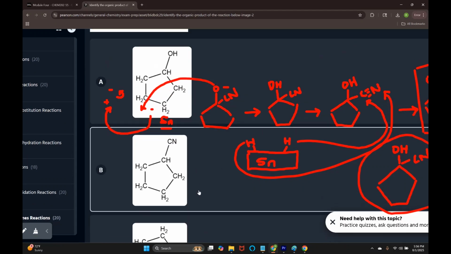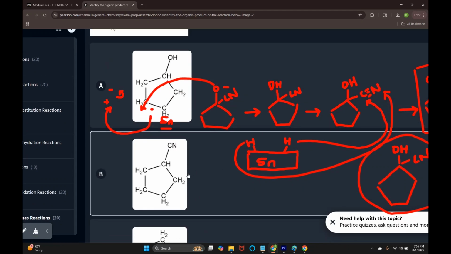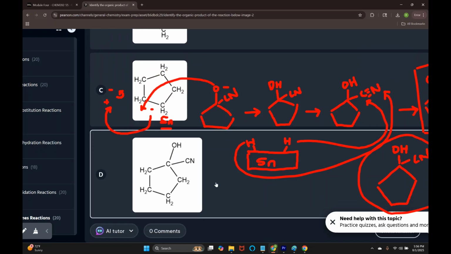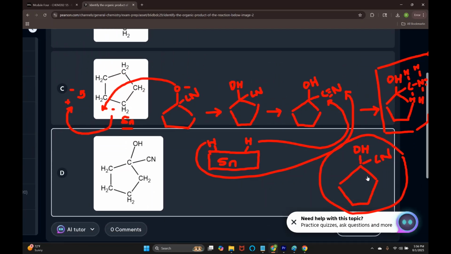B also is half right. We have RCN. We don't have our alcohol. C, we just have an H2. I see what they're doing here, but this is wrong. And then D, we have our answer. You'll see that this matches with this right here, and they didn't specify whether there's the triple bond here or the single bond there. Maybe because they aren't showing any lone pairs.